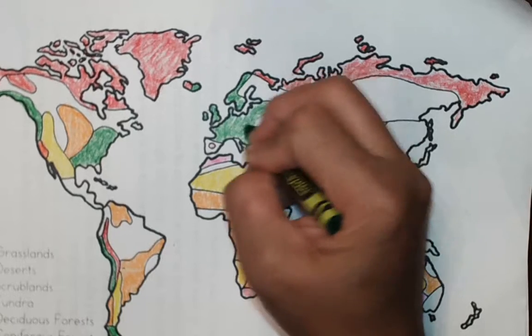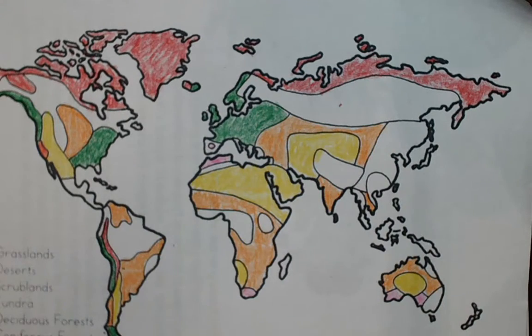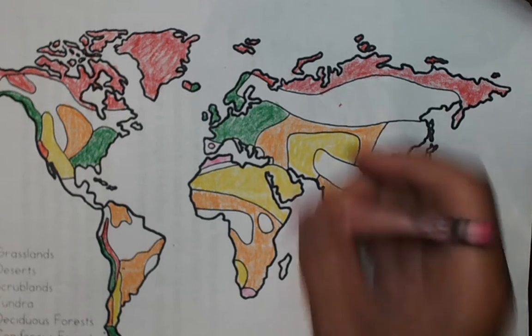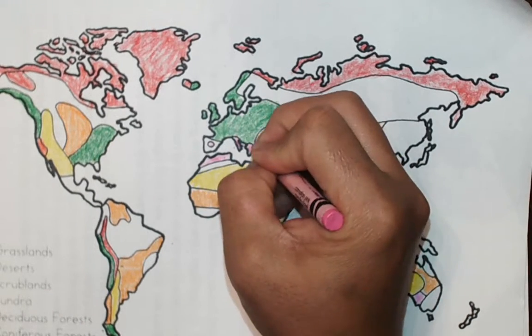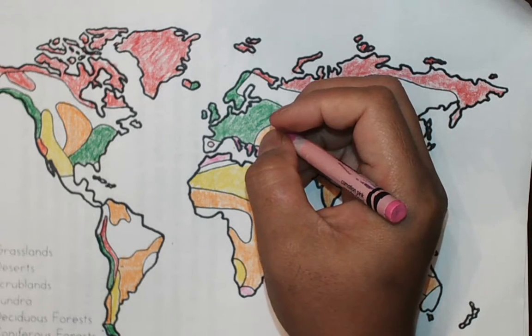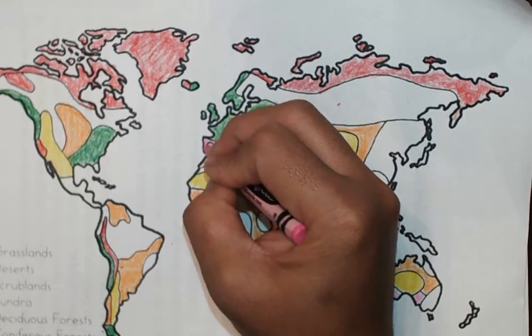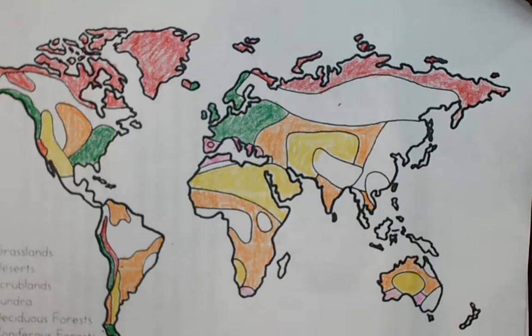I forgot another area again, you guys. Don't be mad at me. Okay. Right here on the tips, we have pink. This is also the Scrublands. Scrub and Scrubland. And it looks like this is also Scrubland here too. So all this area where I colored that dot, that's also Scrubland.